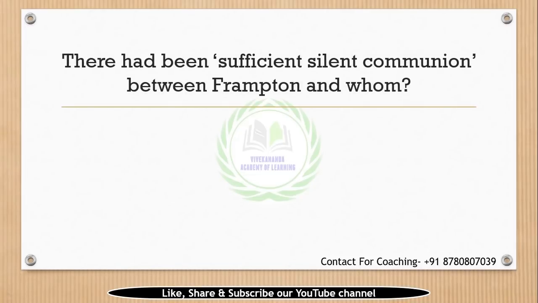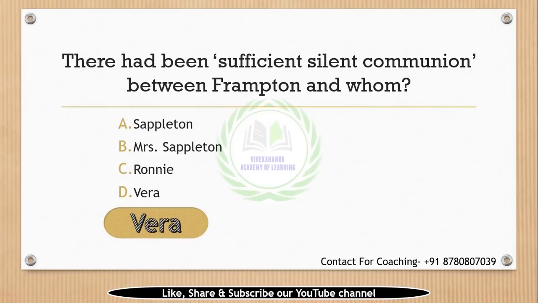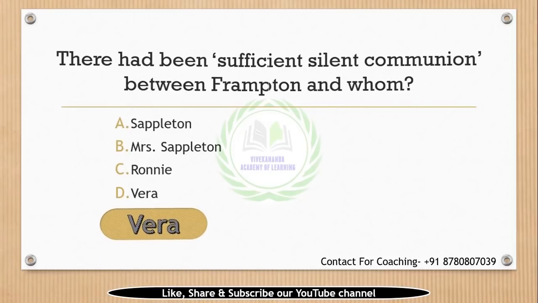There had been sufficient silent communion between Frampton and whom? A. Sappleton, B. Mrs. Sappleton, C. Ronnie, D. Vera. So the correct answer is D, Vera. Next question.